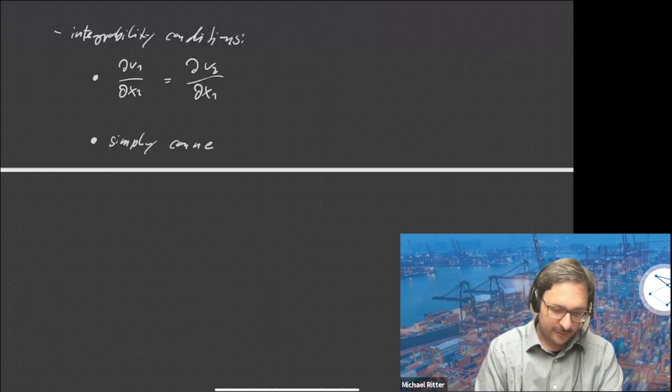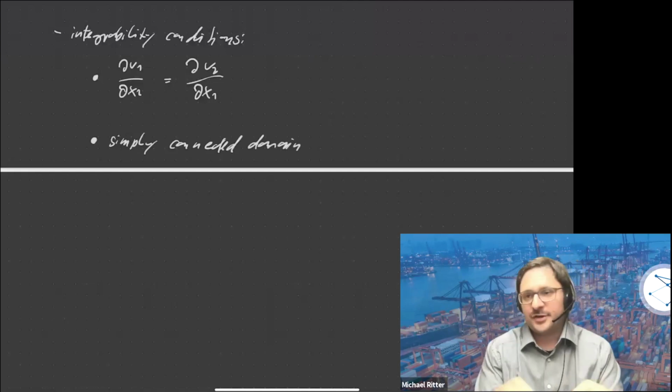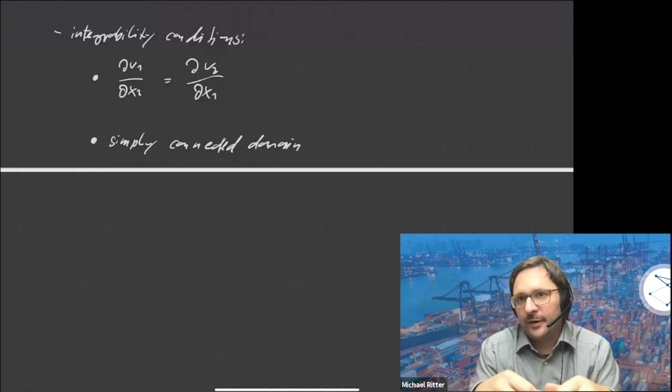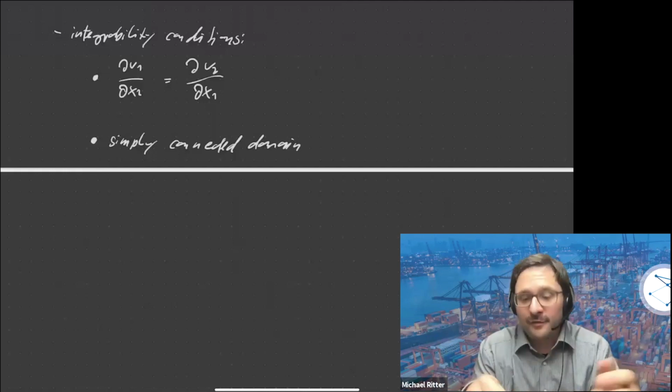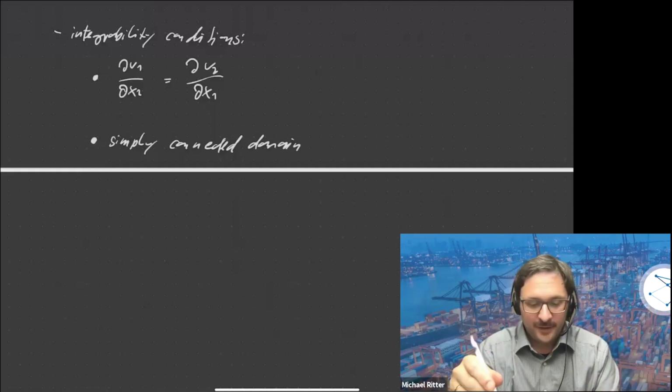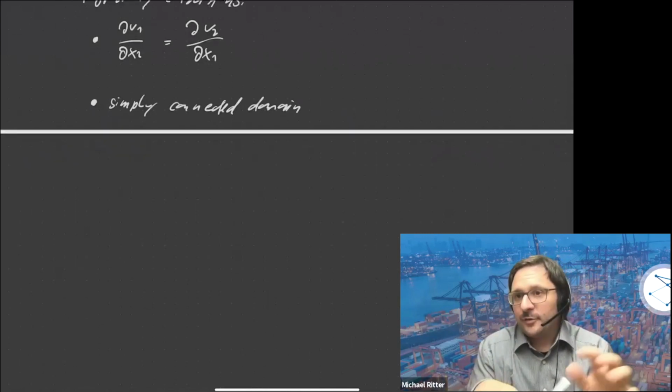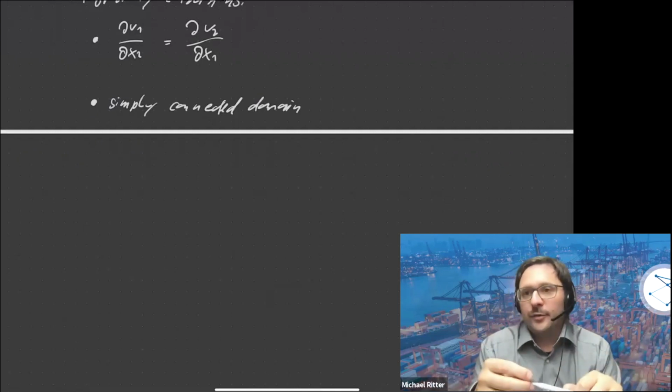If it's not, then that means the integrability conditions alone don't tell you whether the vector field is conservative or not. If they're not fulfilled, then of course the field cannot be conservative. If they are fulfilled, but the domain is not simply connected, then you don't know anything. Yeah, anything might still happen. And simply connected domain basically means there's no holes in the domain, right?